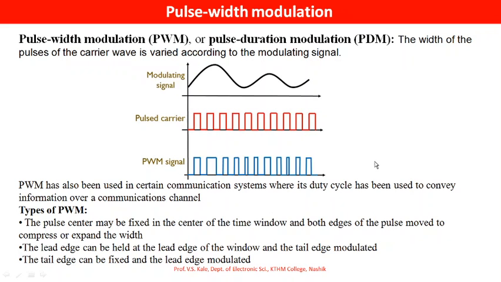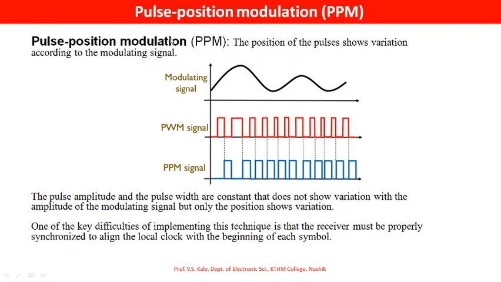So again observe the figure. First one is modulating signal, second is pulse carrier, and third one is the pulse width modulation. Here amplitude of the modulated signal is constant, only the pulse duration is changing, that is the pulse width changes. This is about PWM. Now let us see the pulse position modulation, in short PPM.